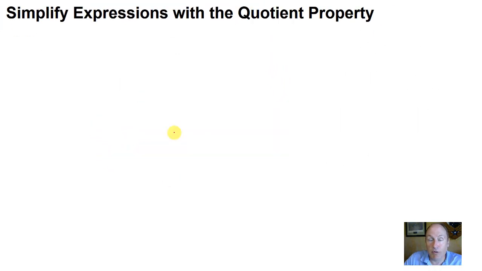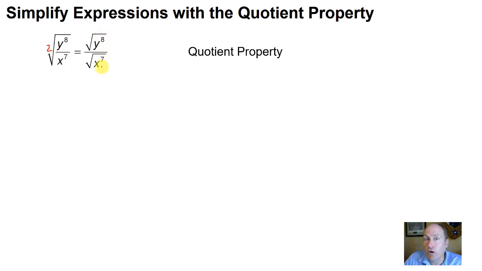Let's look at the quotient property and how it works. So if we take something like the square root, remember square is kind of like the second root, of y to the 8th over x to the 7th. That's the same thing as the square root of y to the 8th over the square root of x to the 7th. And so I'm looking for powers of 2 to break that up.